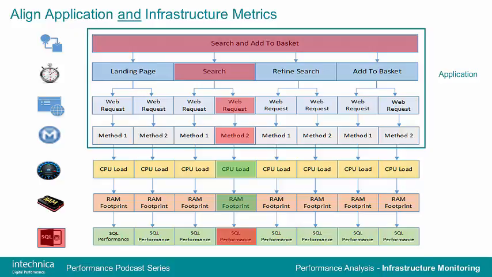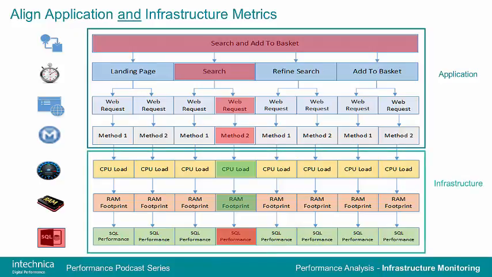but without having infrastructure data available, we couldn't see the impact on the servers that were part of the system under test. In other words, how much CPU and memory was being consumed, and certainly no visibility of database performance, which in this case was the true cause of the search slowdown. Application and infrastructure metrics together is the only way to get a complete view of application performance.